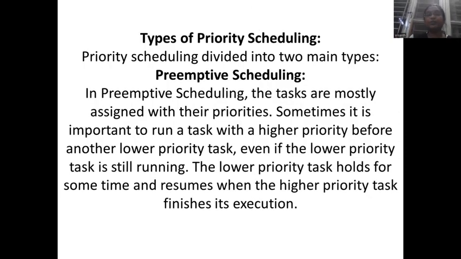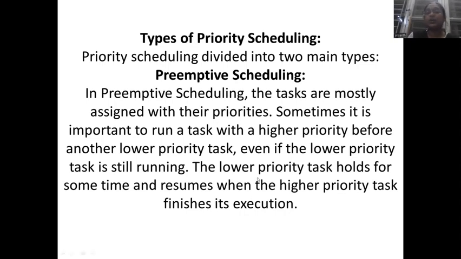There are two types of priority scheduling. The first one is preemptive scheduling, and the second one is non-preemptive. What is the difference between preemptive and non-preemptive scheduling? We'll see in detail here.